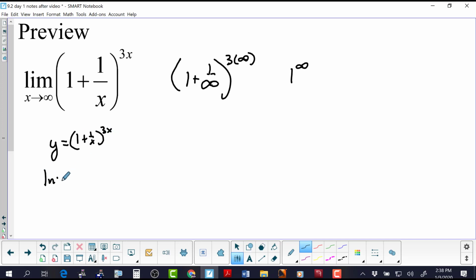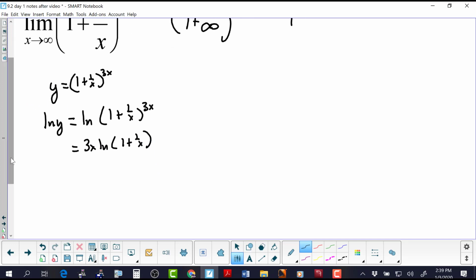Then I can take the natural log of both sides. And that's why we want to set this equal to a function, so we can do this step right here. So we can take the natural log of both sides. Now we can bring this 3x down in front: 3x times natural log of 1 plus 1 over x. And we've already said that this is an indeterminate form. So we're going to do the limit as x approaches infinity of natural log of 1 plus 1 over x over 1 over 3x. And now we can do the derivative.